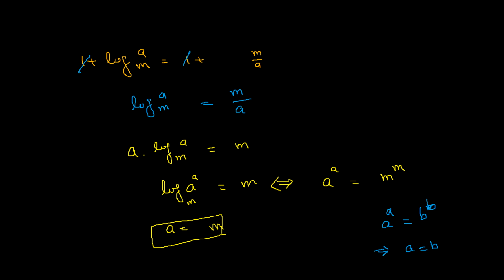So what did we have to find? We have to find x, and we had supposed that x equals ma. So from here we get x equals ma, and a is m, which makes it x equals m squared.